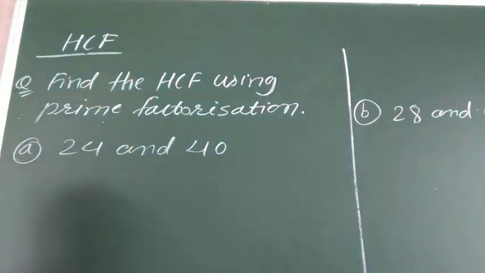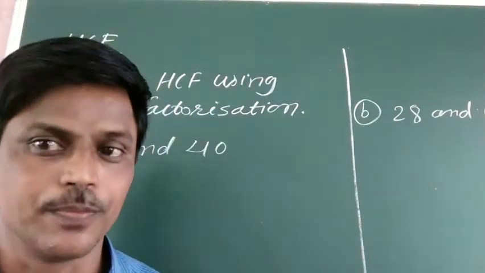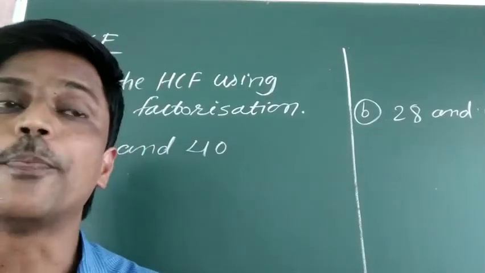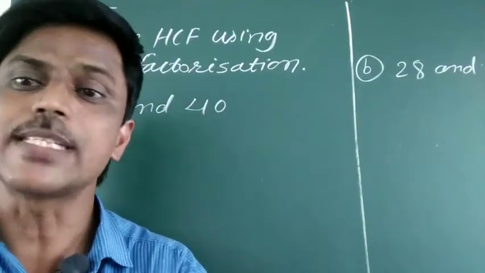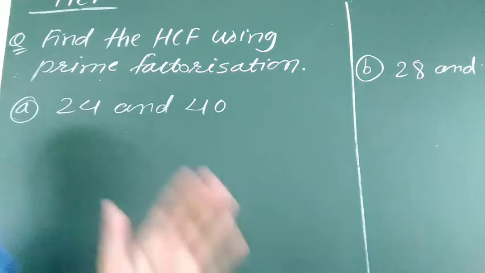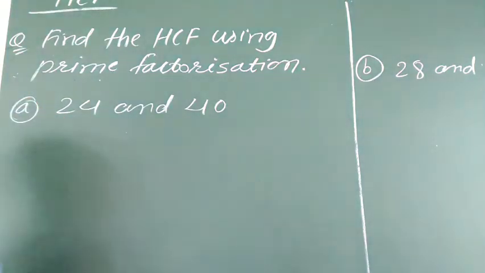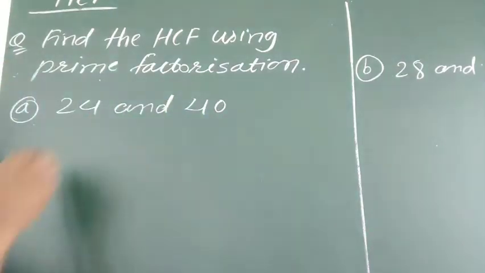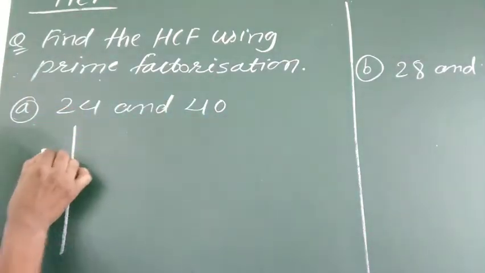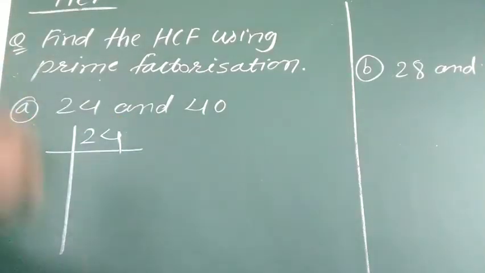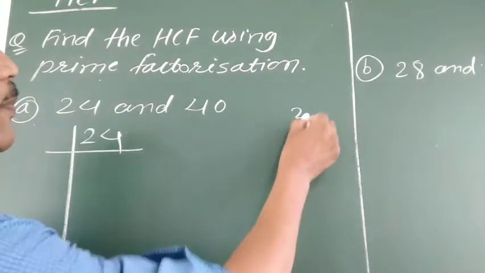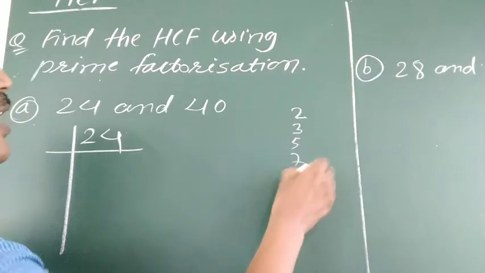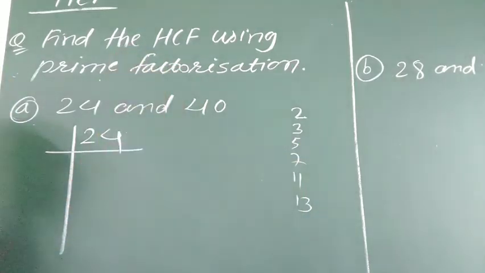Now what do we have to do here? We have to find the HCF of given numbers by the prime factorization method. Means first we have to find the prime factors and then the HCF. So see question number A, it is 24 and 40. First of all, find the factors of 24. These are prime numbers: 2, 3, 5, 7, 11, 13.